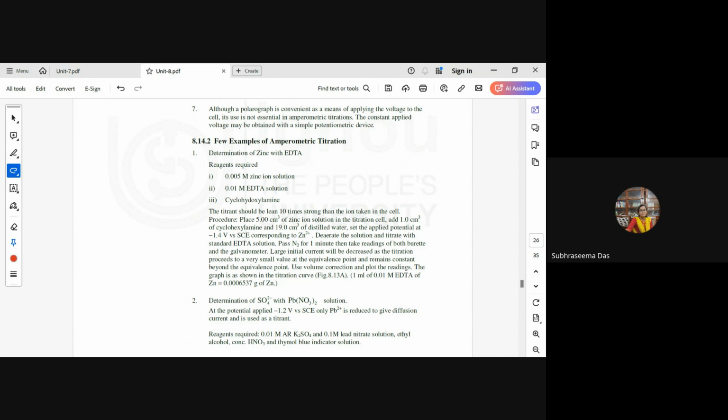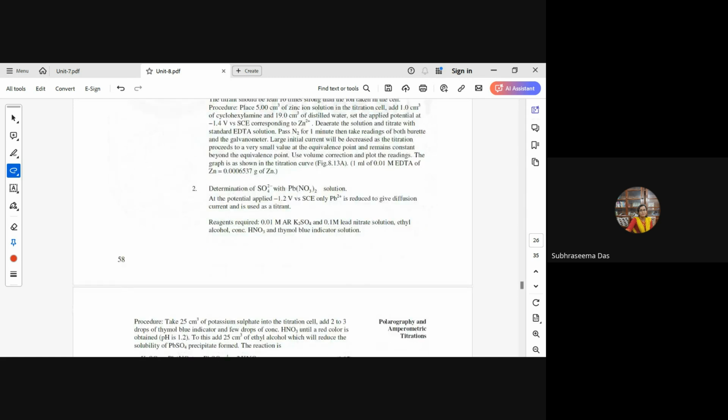The potential was set at minus 1.4 volt versus the standard calomel electrode. Now this solution is deaerated, that is degassed, and it is titrated with the standard EDTA solution. Nitrogen is passed and the readings of both the burette and the galvanometer are noted down. The initial current decreases as the titration proceeds, to a very small value at the equivalence point, and after that it remains constant beyond the equivalence point. Using the corrected readings, we plot the graph as shown in figure 8.13a.